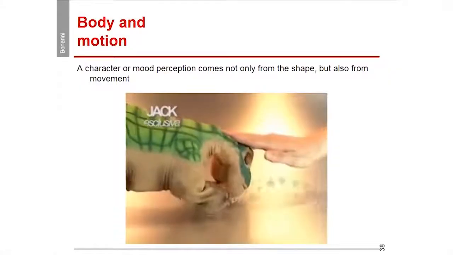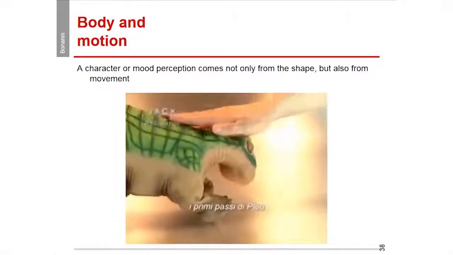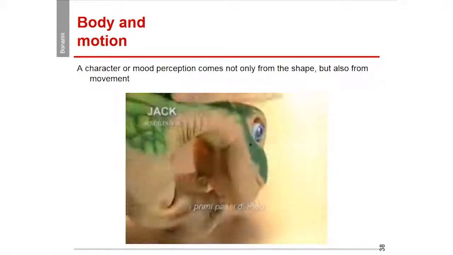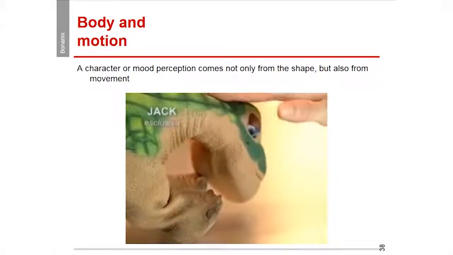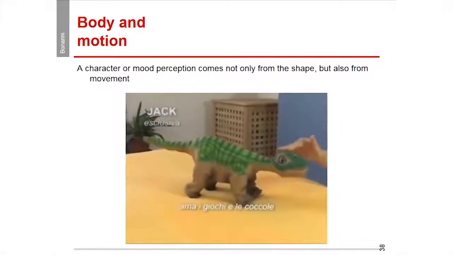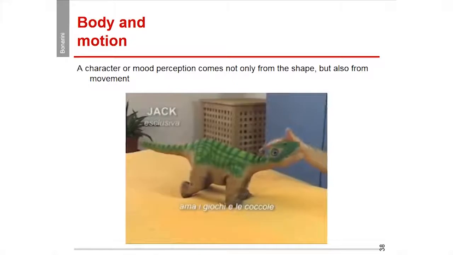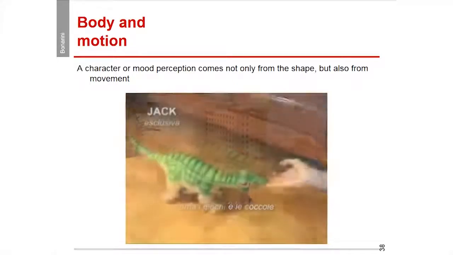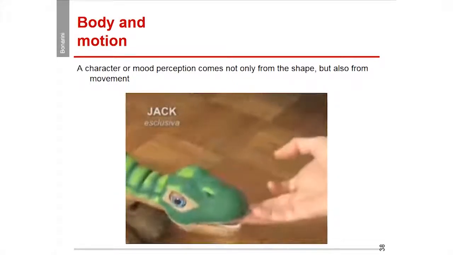And the last one is Plio. Plio is a robot that can move a little bit. Notice the kind of movement. So it's always a very smooth movement.